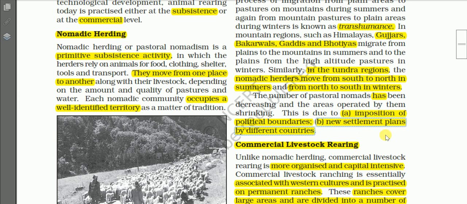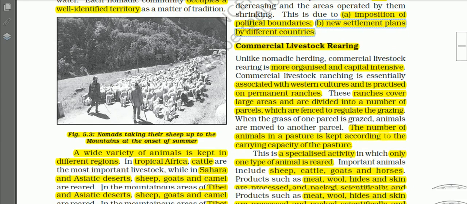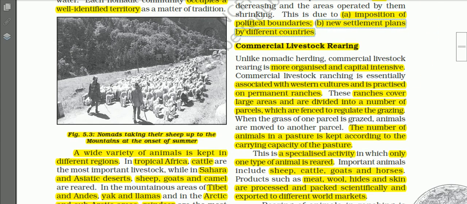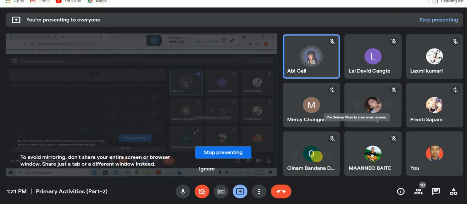So this is about nomadic herding. Any question up to here, boys and girls? No, sir.